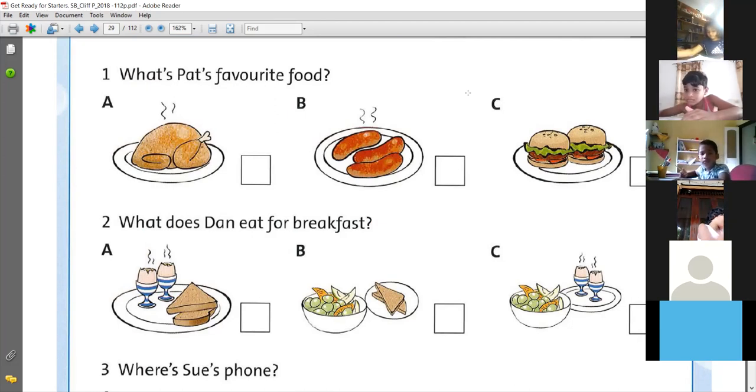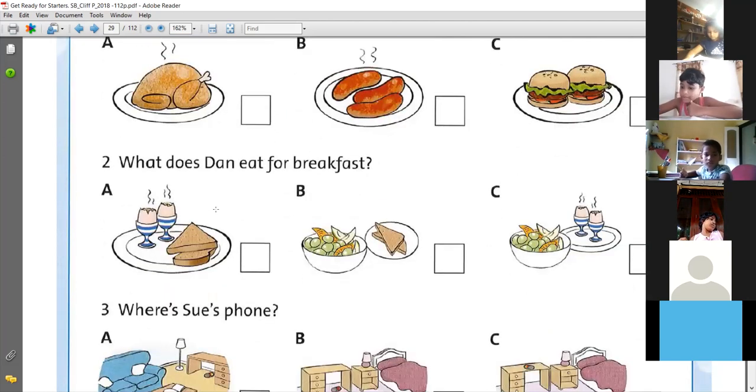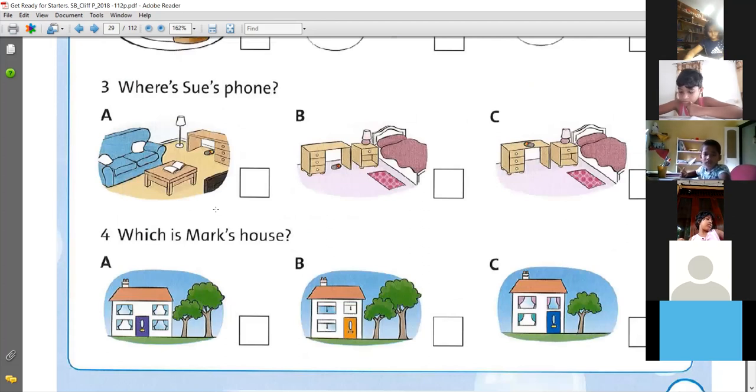Three. Where's Sue's phone? Where's my phone, Mum? Is it in the living room? No, it's in your bedroom, Sue, on your desk. Well, it's in my bedroom, Mum, but it's under my desk, not on it. Oh, Sue. Four. Which is Mark's house? Tell me about your house, Mark. Well, it's very nice. There are two trees in the garden. Two trees? That's nice. And it's quite big. There are four windows. Four windows? Great. Do you like your house? Yes, I love it.